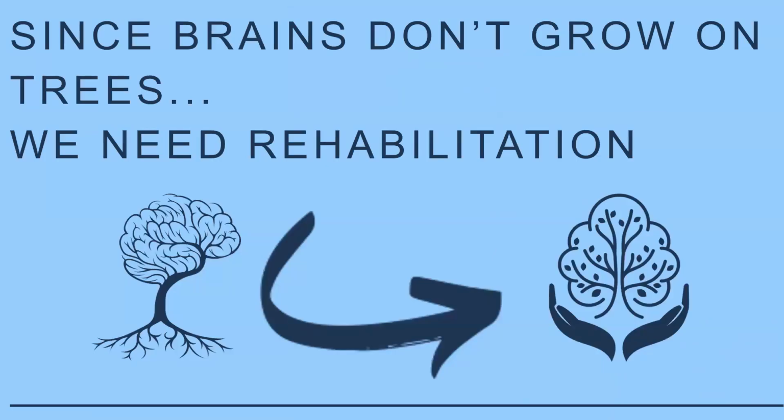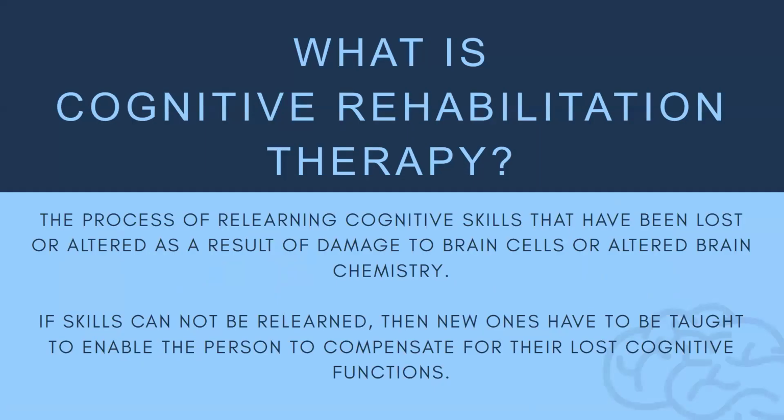And unfortunately, brains don't grow on trees, so we can't just go pick a new one. So we need rehabilitation after injury or diagnosis. Cognitive rehabilitation therapy is twofold. It's both restorative and compensatory. So it includes the process of relearning cognitive skills that have been lost or altered as a result of damage to brain cells or altered brain chemistry. And if those skills cannot be relearned, the new ones have to be taught to enable a person to compensate for their lost cognitive functions.